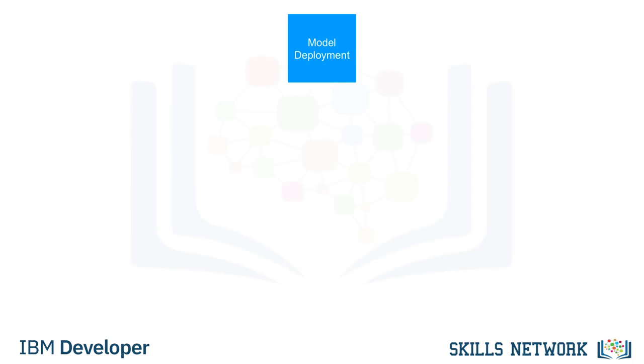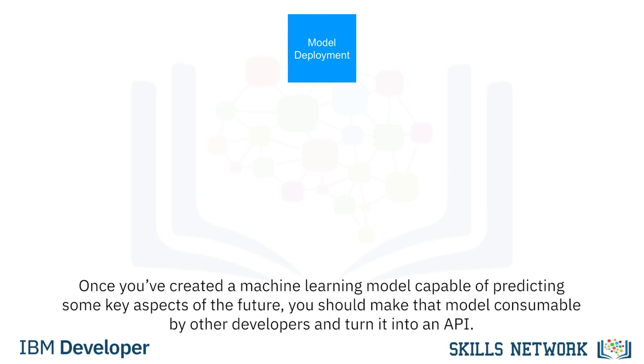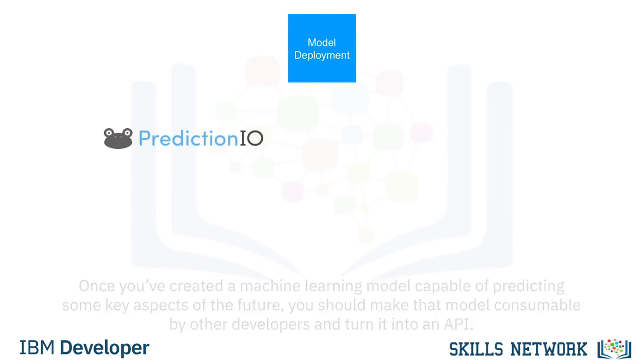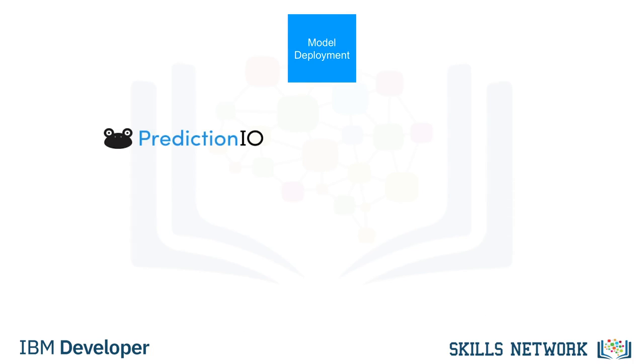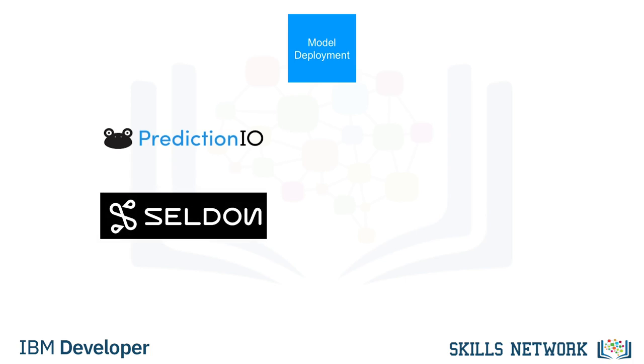Model deployment is extremely important. Once you've created a machine learning model capable of predicting some key aspects of the future, you should make that model consumable by other developers and turn it into an API. Apache Prediction.io currently only supports Apache Spark ML models for deployment, but support for all sorts of other libraries is on the roadmap. Seldon is an interesting product since it supports nearly every framework, including TensorFlow, Apache Spark ML, R, and scikit-learn. Seldon can run on top of Kubernetes and Red Hat OpenShift.